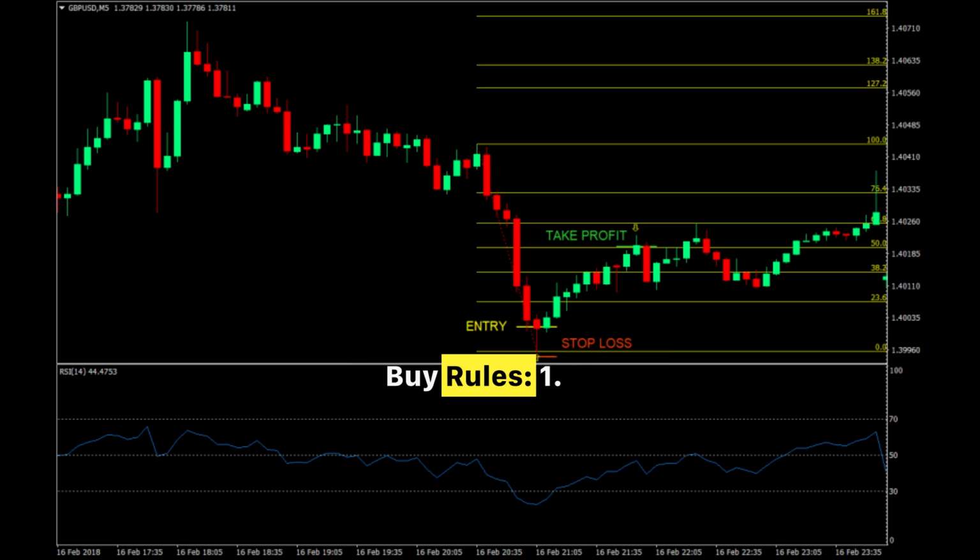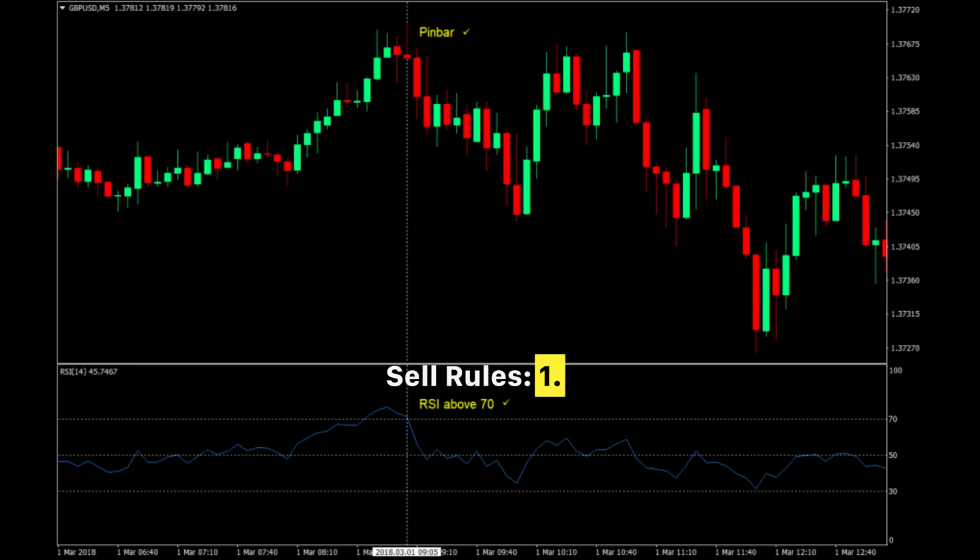Buy rules. 1. Price is trading above the moving averages. Trend is bullish. 2. Wait for a pullback toward the fast MA on the 5-min chart. 3. Enter when the oscillator turns up from oversold and a bullish candle closes above the pullback low. 4. Place your stop loss just below the recent swing low. 5. Take profit quickly. Aim for a small fixed target or a 1:1.5 risk to reward.